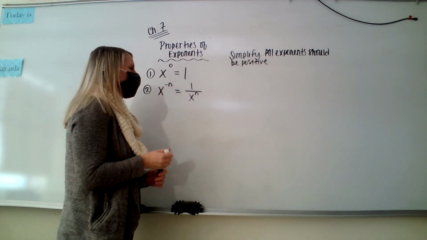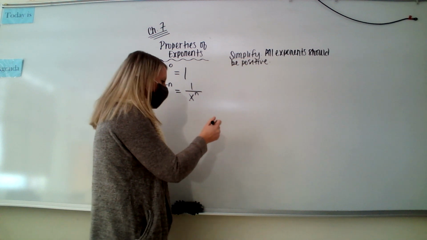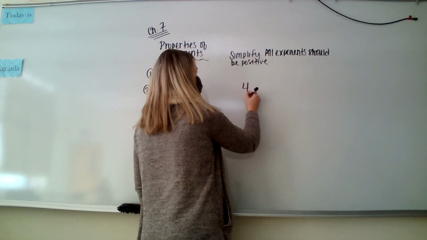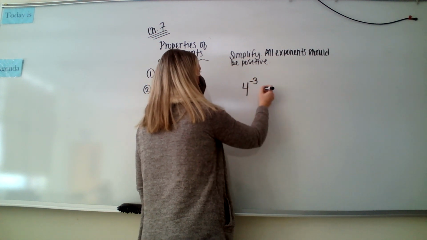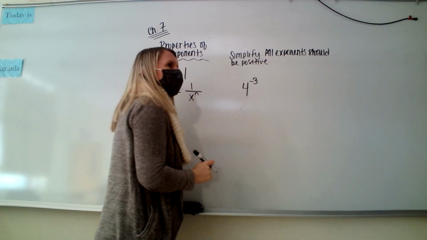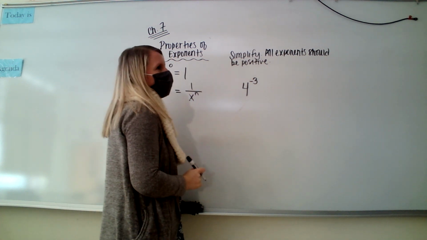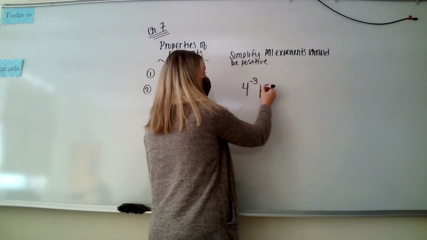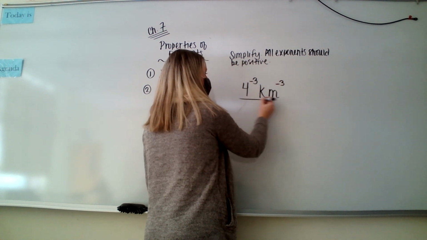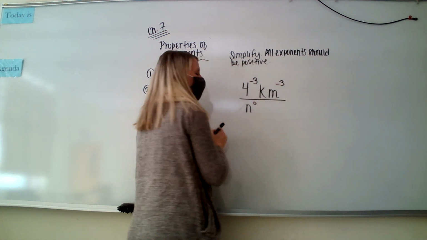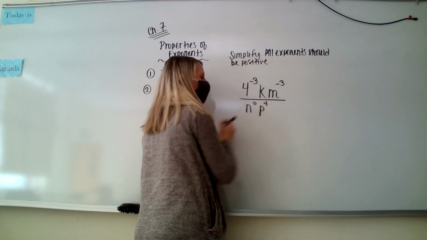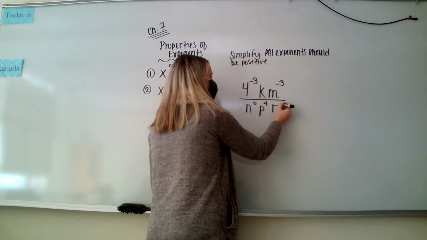Can you please simplify the following? And that's gonna be, ooh, 4 to the negative third. Let's use some different letters, I feel like I always use ABC. Let's go, H, I, J, K, M to the negative third over N to the 0. Oh, I don't want P to the fourth. I don't really like Q's. R to the negative fifth.